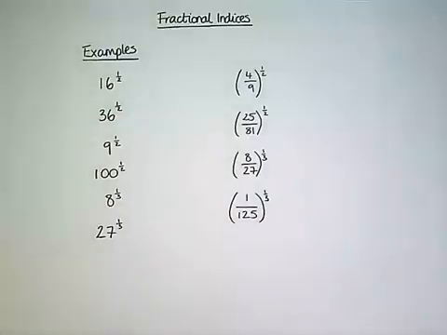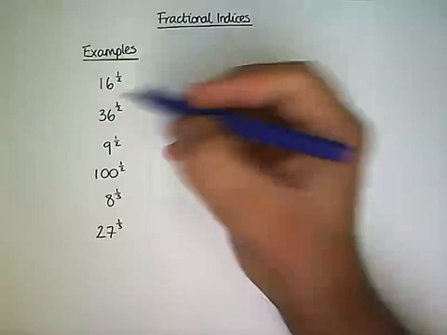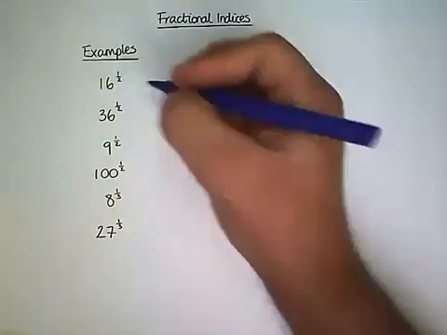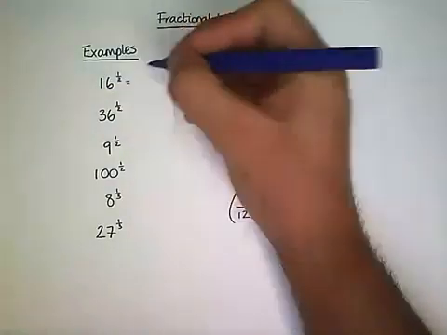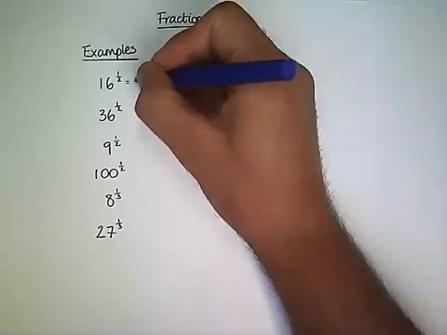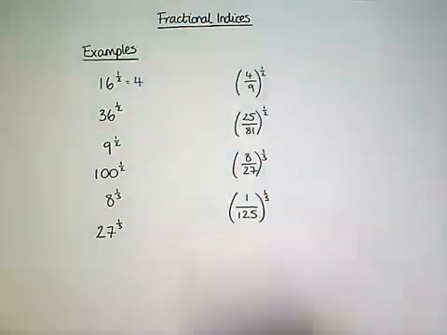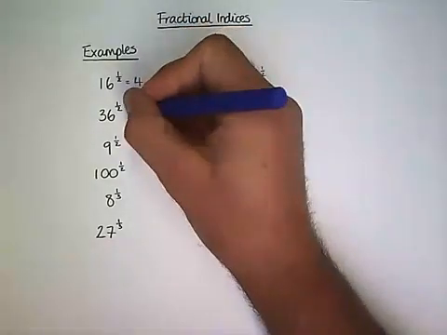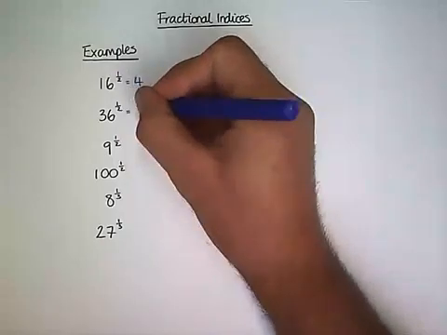Okay, just going to have a quick look at some fractional indices. Now these are actually similar things to square rooting and cube rooting. So see if we can see what's happening. 16 to the power of a half equals 4. 36 to the power of a half equals 6.